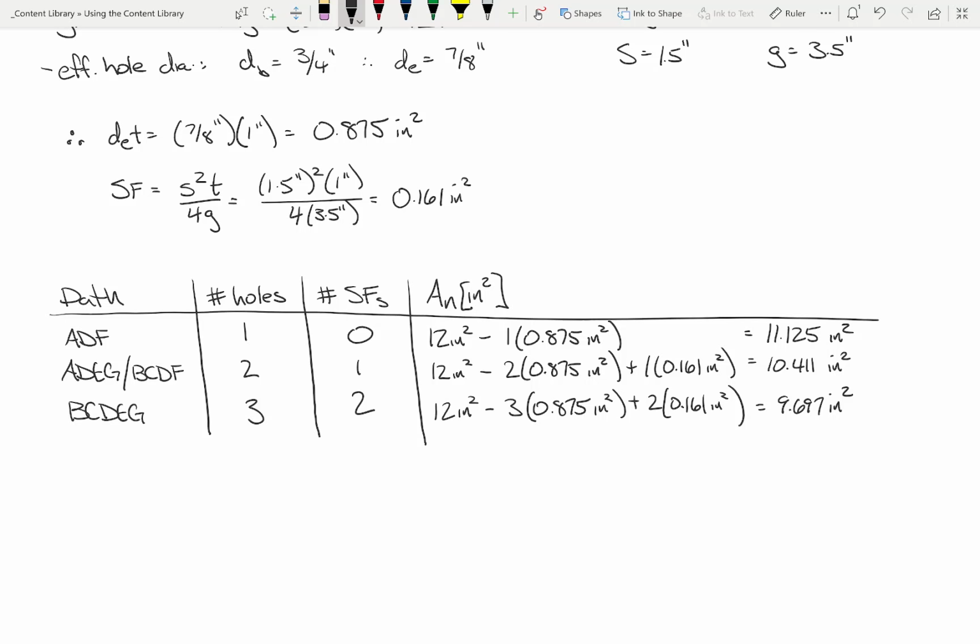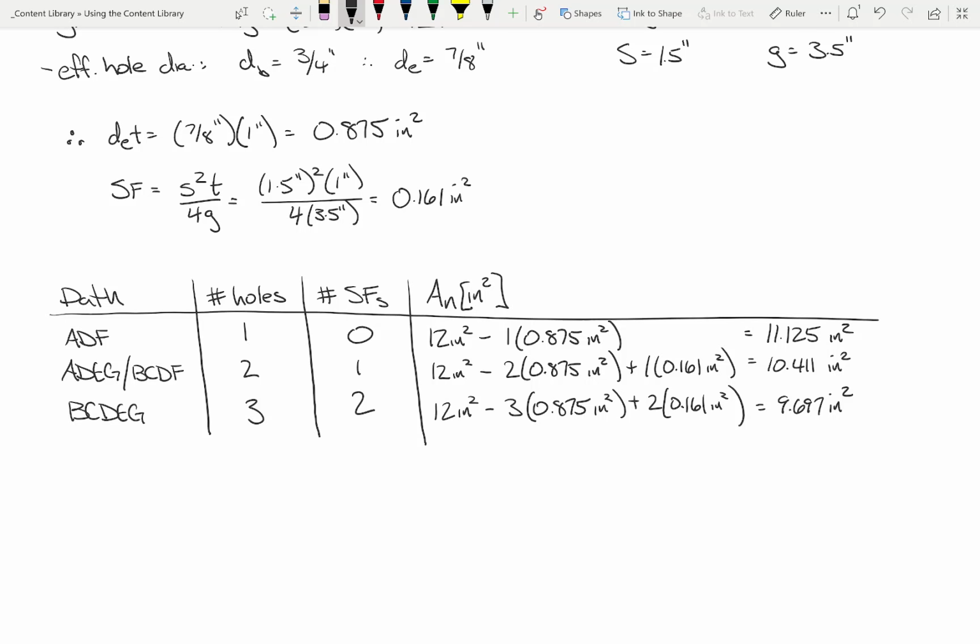Let me ask you a question. Can somebody look at these net areas? Like, let's ask it this way. If you were calculating the strength of this member, and you had to choose one of these values, which one would you choose? Smallest. Why would you choose the smallest? Safety. That's a good answer.